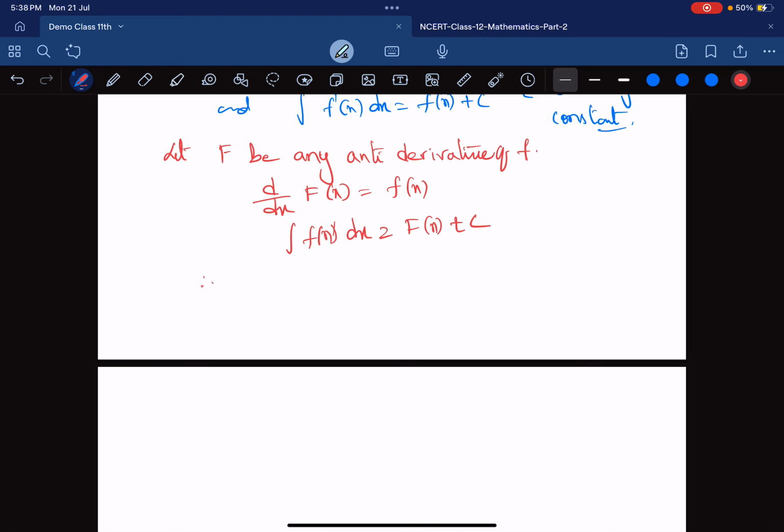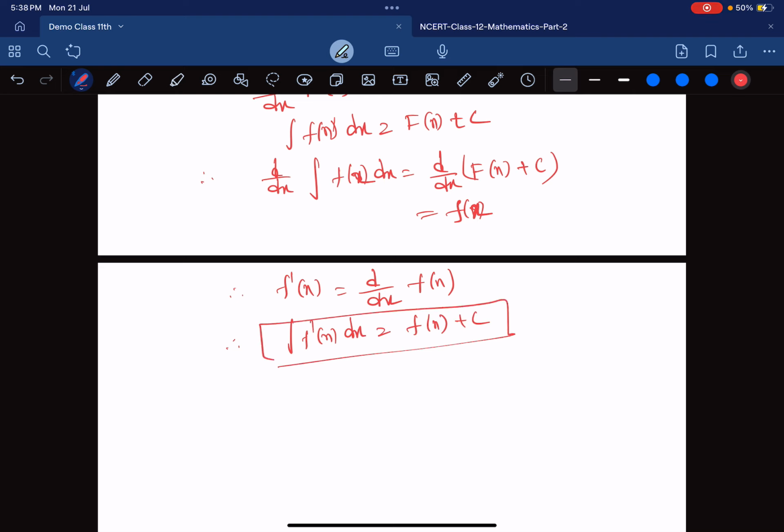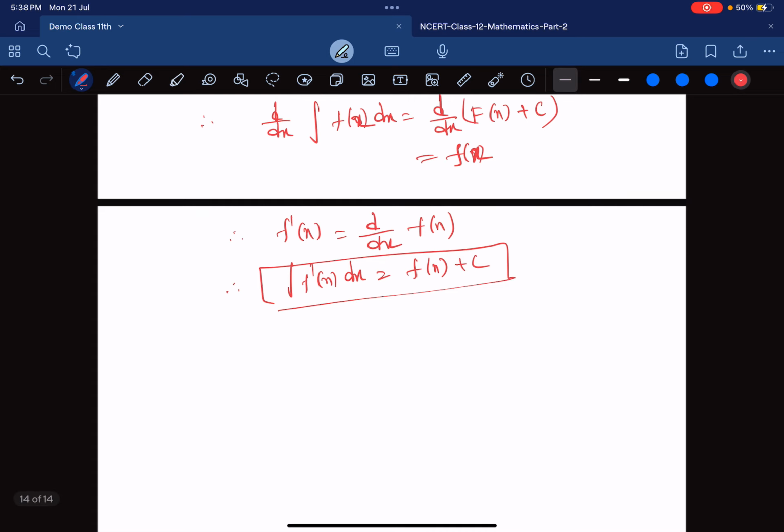So therefore d by dx of the integration of f of x dx is equal to d by dx of capital F of x plus c, which equals small f of x. So f dash of x is equal to d by dx of f of x, and the integration of f dash of x dx is equal to f of x plus c, where c is a constant. So differentiation and integration are inverse of each other.